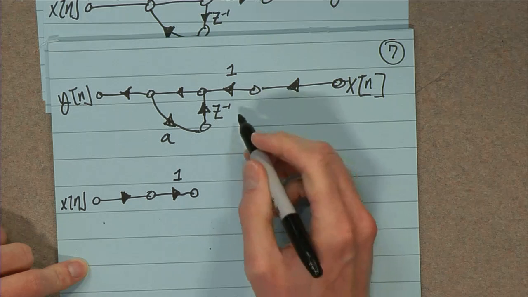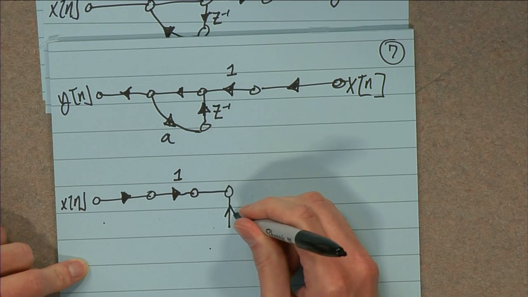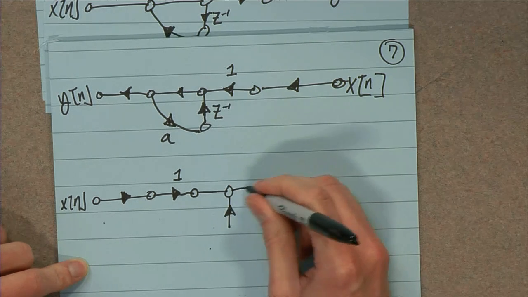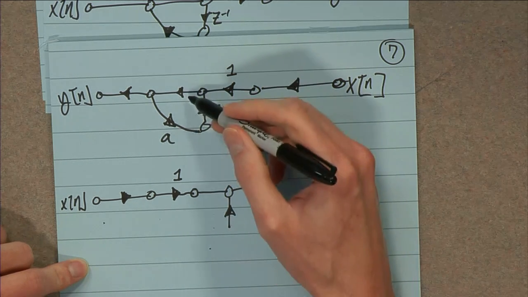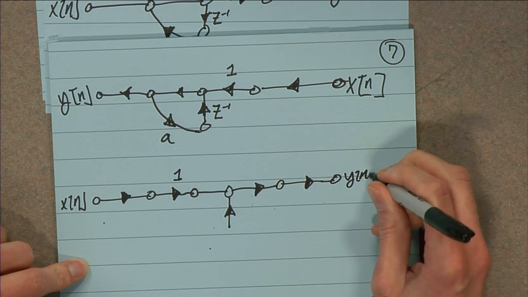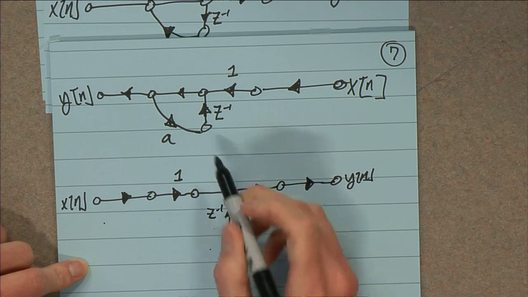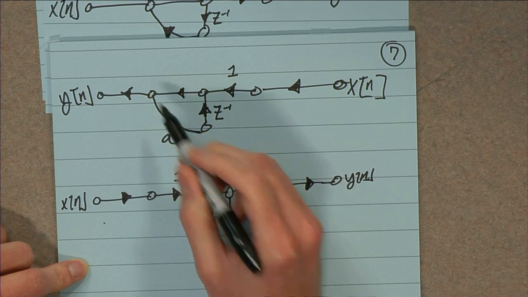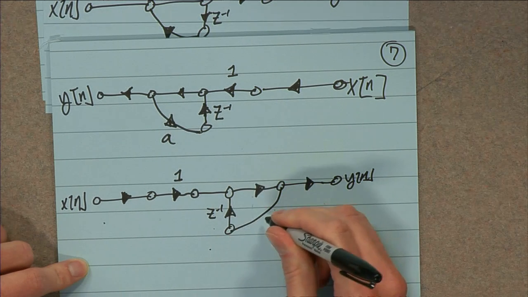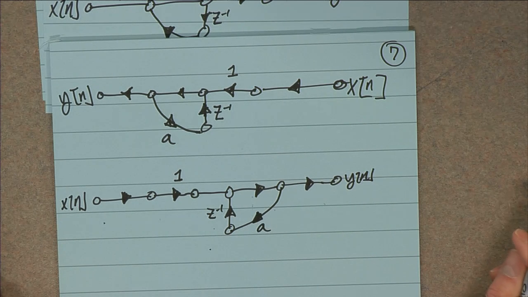And that's the 1. Then we have the z, which is going up. Then we have another branch and then another branch. And that takes us to y of n. This was z inverse. I'm just going to tie this one. That had a coming into it from the next node over, so I'm just going to say that's a coming into it from the next node over. Let's see if I agree with my answer here.